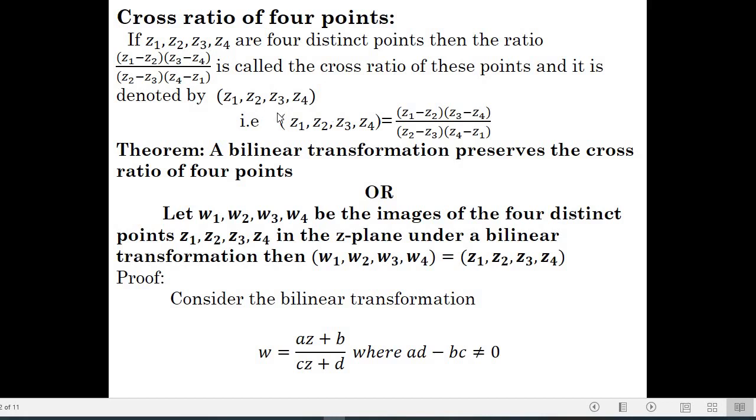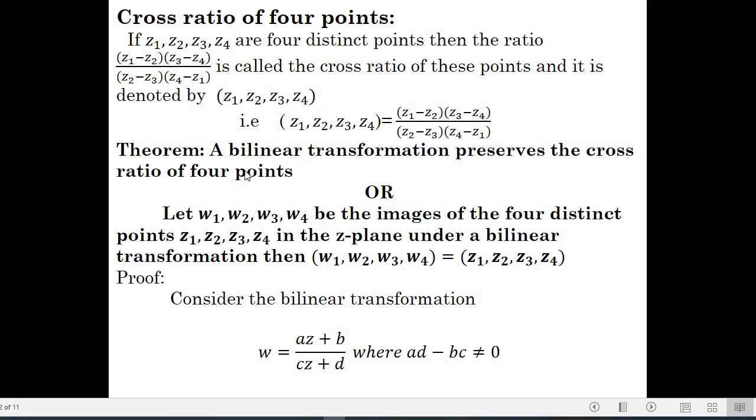it represents the cross ratio of 4 points. And how to write this cross ratio of 4 points? That is equal to Z1 minus Z2, that is first term minus second term, into Z3 minus Z4, third term minus fourth term, divided by, in denominator, Z2 minus Z3, that is second term minus third term, into Z4 minus Z1, fourth term minus first term. So this is the cross ratio of 4 points.